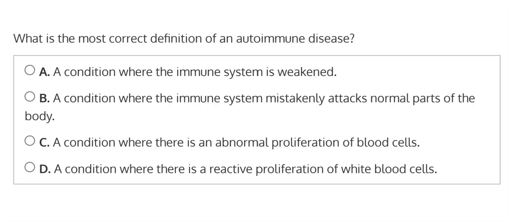What is the most correct definition of an autoimmune disease? So just to break down what it is before we look at the choices, auto means self. So it's something having to do with itself, and immune, something with the immune system, and disease. So some sort of disease, disorder, something not going correctly in the body.